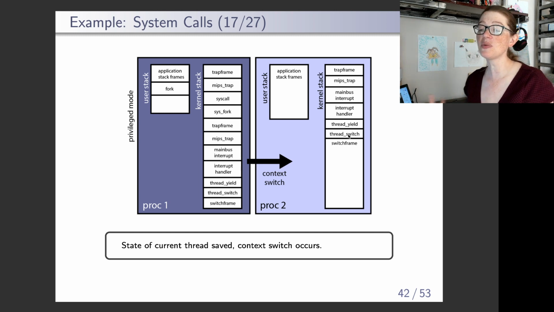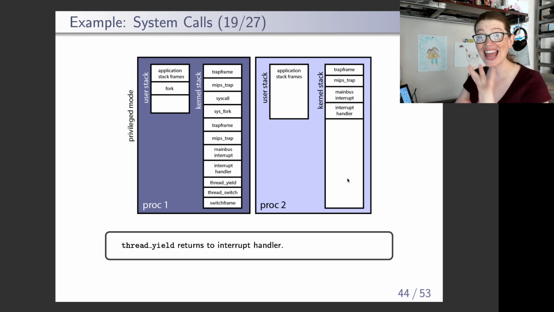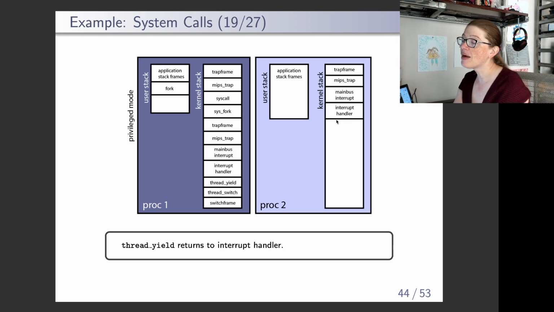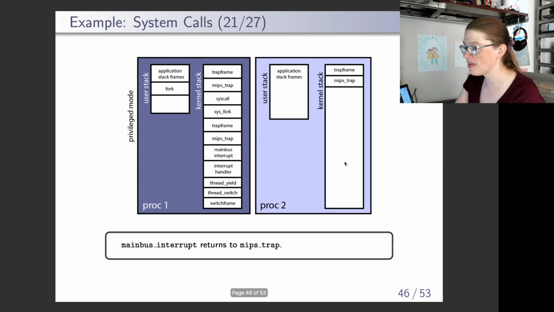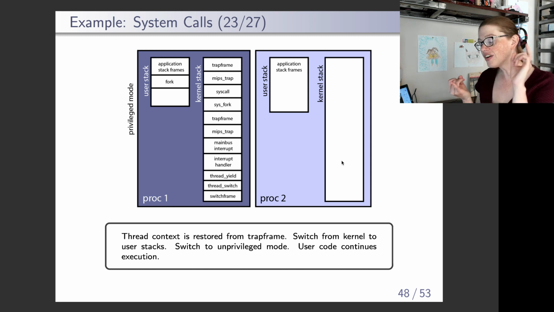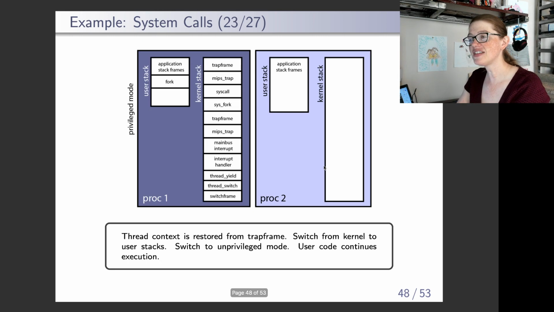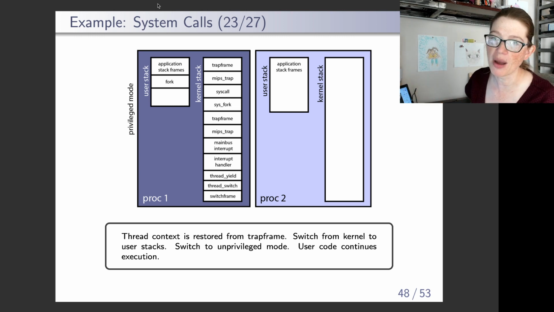And then the last thing that switch frame does as you're executing it as part of process one is that it's going to pop the switch frame off of the stack of the new thread. So we are now returning from switch frame and thread switch. We return to thread yield. Thread yield returns to the interrupt handler, and this again is the new thread of the new process. That returns to its interrupt handler, which just returns to main bus interrupt. Main bus simply returns, then we restore the trap frame. Finally, we're going to switch back from using the kernel stack to the user stack. We're going to switch from privileged mode to unprivileged mode, and now we end up with proc2 goes back to its user application running as normal.